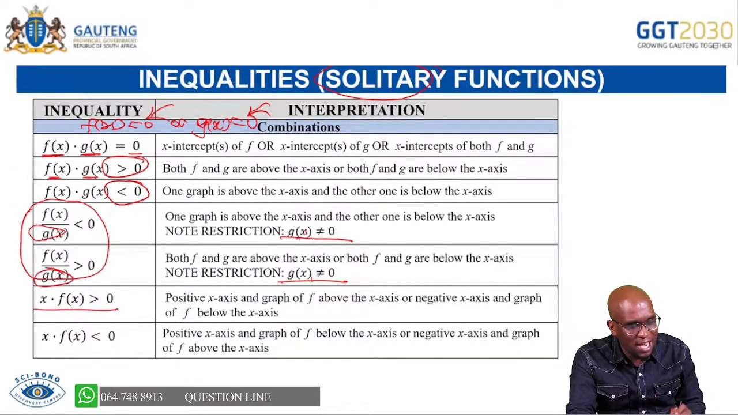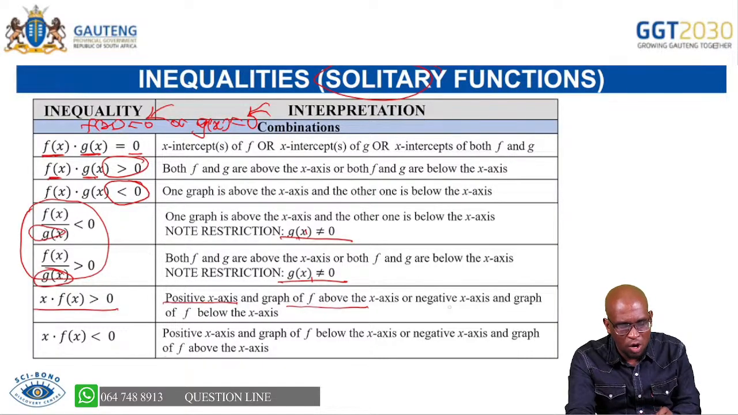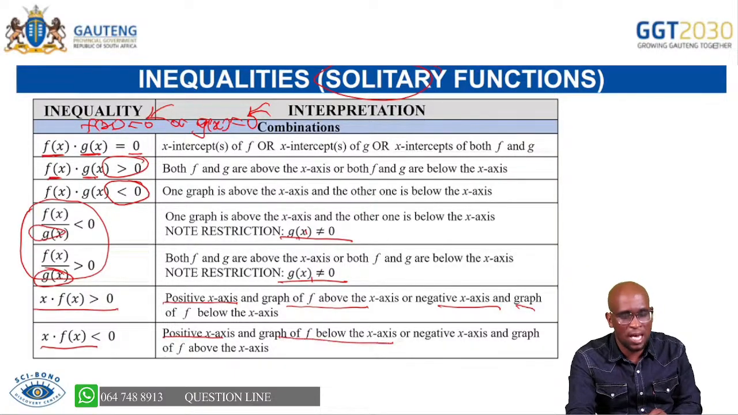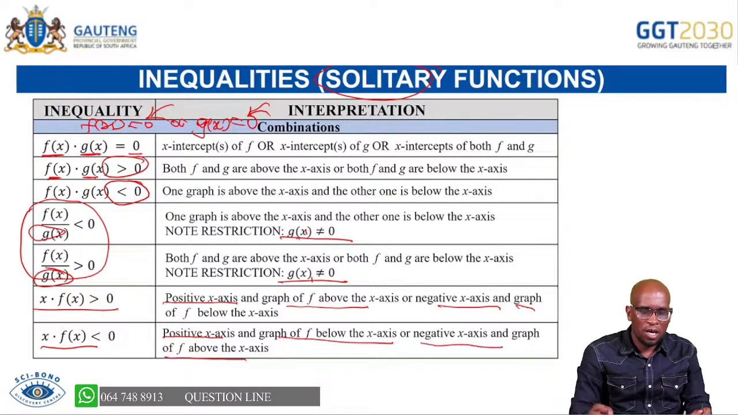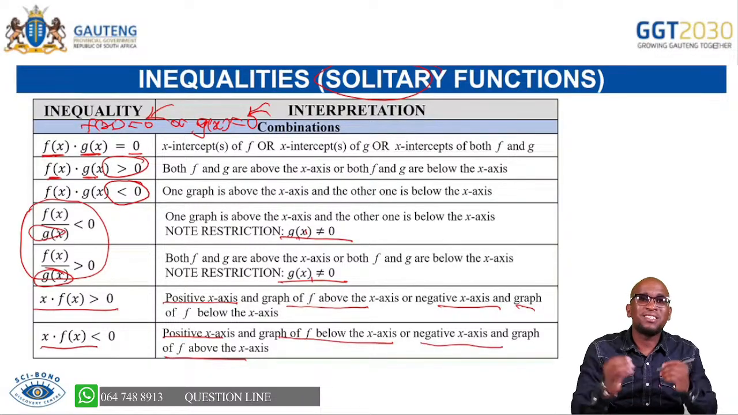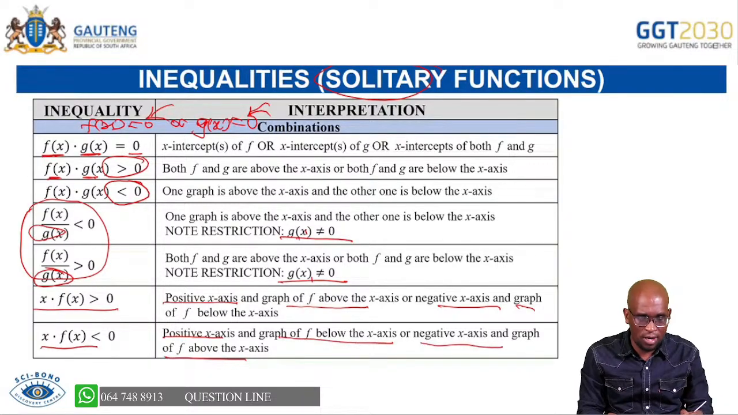And then from there, x times f of x, we are saying the positive x-axis and the graph of f above the x-axis, or the negative x-axis and the graph of f below. Similarly, when x times f of x is less than 0, we are looking at the positive x-axis and the graph of f below the x-axis, or the negative x-axis and the graph of f above the x-axis. So that is the explanation of the inequalities.